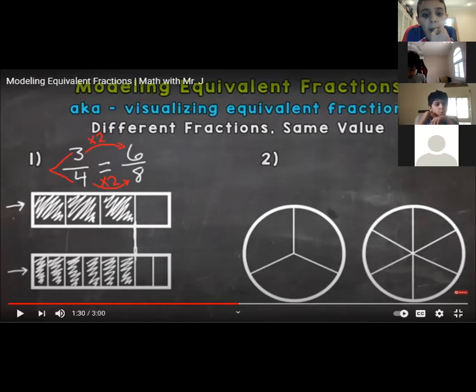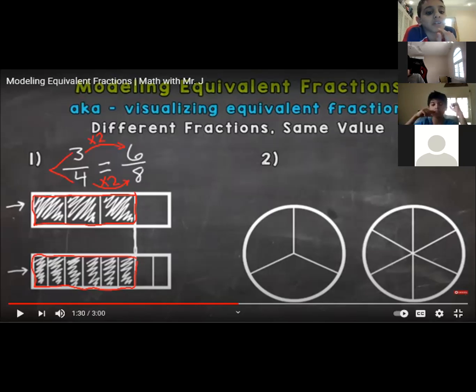What is 4 times 2? 8. Because 3 times 2 is 6, and 4 times 2 is 8. And here we have the same size. Look, they are 3. And here they are how many? 1, 2, 3, 4, 5, 6. But they are of the same size. If you use your ruler, you'll find they are the same rectangles.